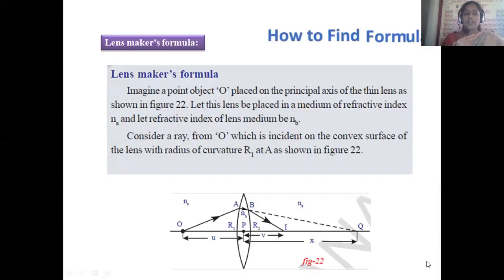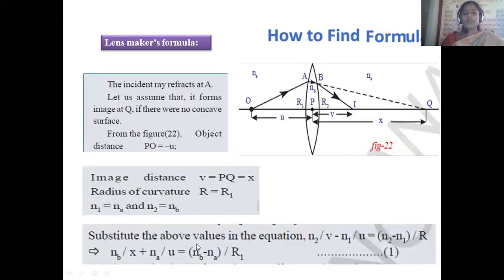Now, imagine the point object O. Point object O was placed on the principal axis, and in this figure 22 we assumed this, and here the convex lens is placed which separates Na and Nb. Na denotes the refractive index of one medium, Nb means the refractive index of another medium. One light ray originates from this point and hits the point A, and this radius of curvature was taken as R1.